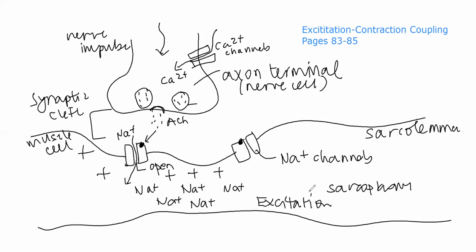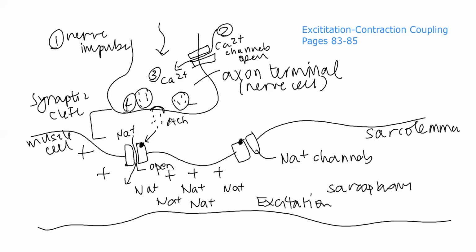Let's do it one last time from the top. First, a nerve impulse travels down the axon terminal. That nerve impulse is a wave of excitement. It causes calcium channels to open. When calcium channels open, calcium floods into the cell, and of course that axon terminal now prepares the release of these vesicles full of neurotransmitter.